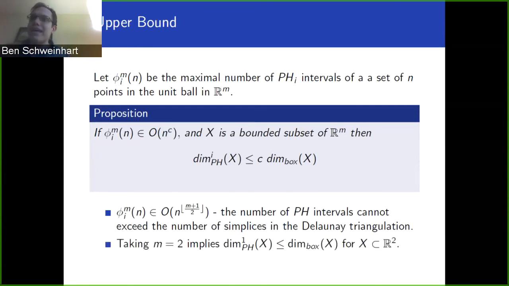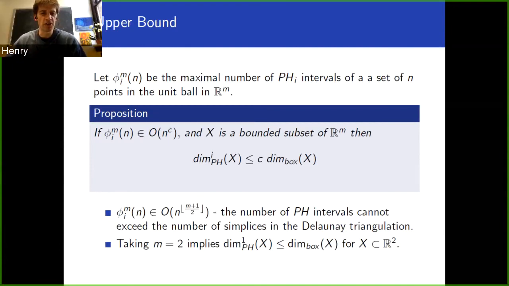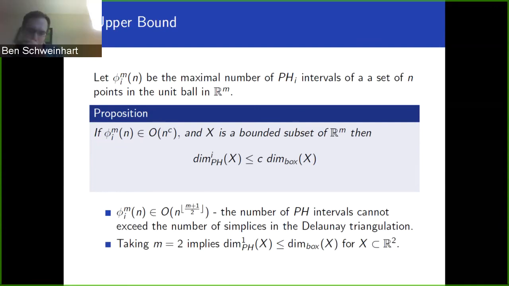And in particular, taking m equals 2 implies the upper bound in our main theorem, because the number of simplices in the Delaunay triangulation of a subset of the plane is linear in the number of points. And this gives us that the first dimensional persistent homology dimension is less than or equal to the box dimension. And Ben, do you also need to control the sizes of things somehow? That's a good point. By controlling the size, we get better estimates.